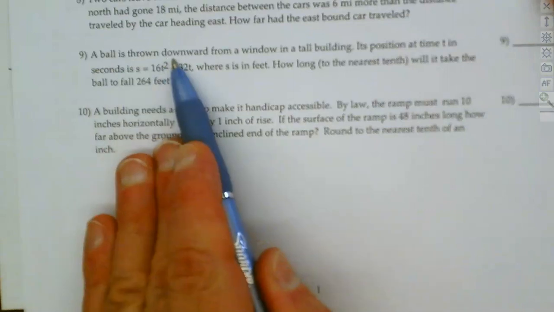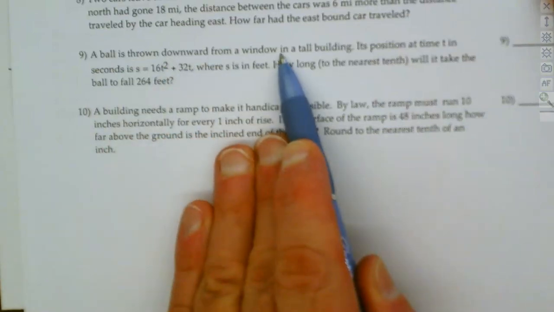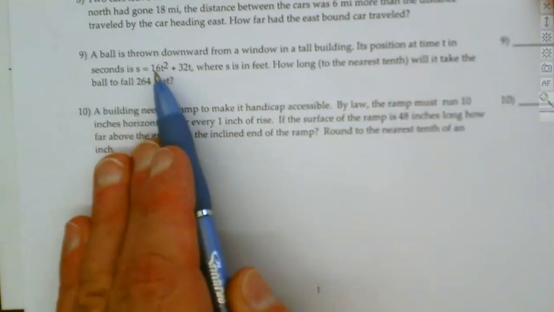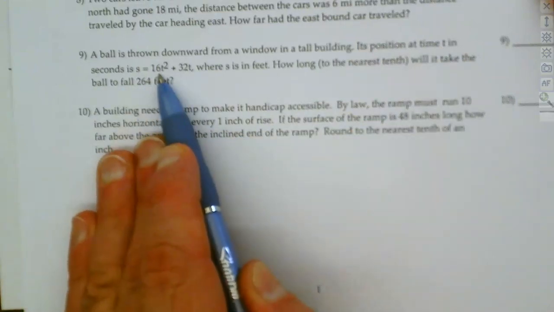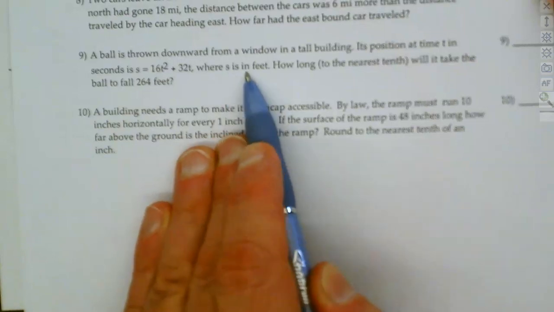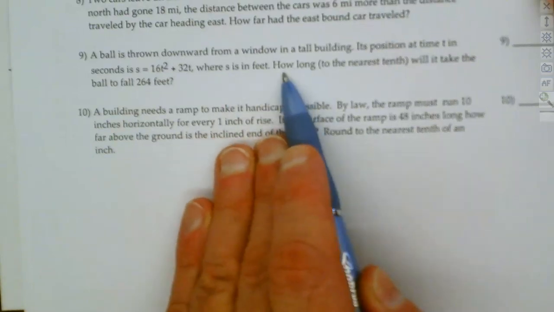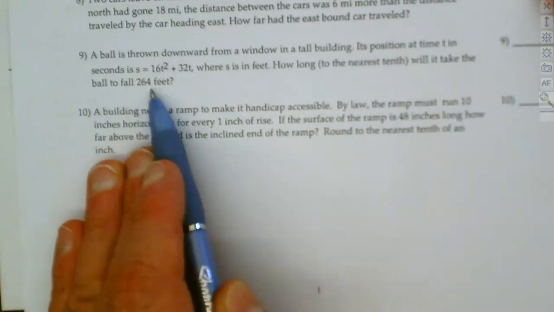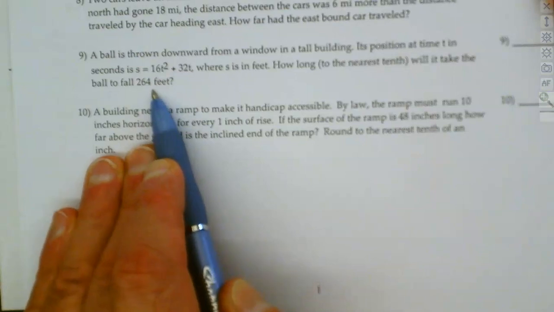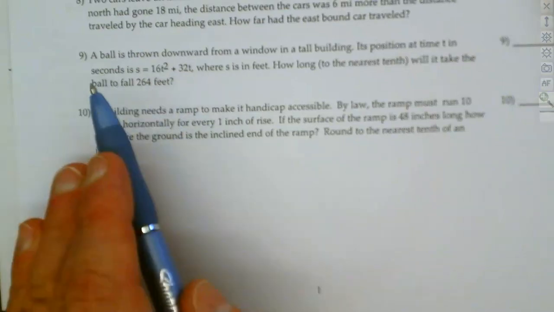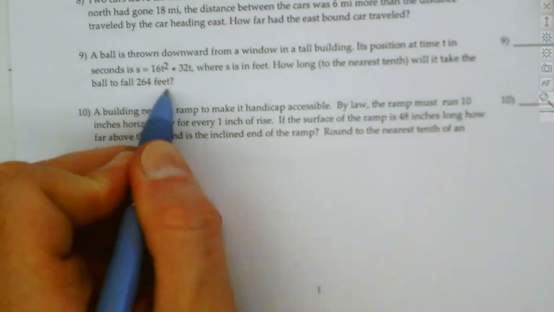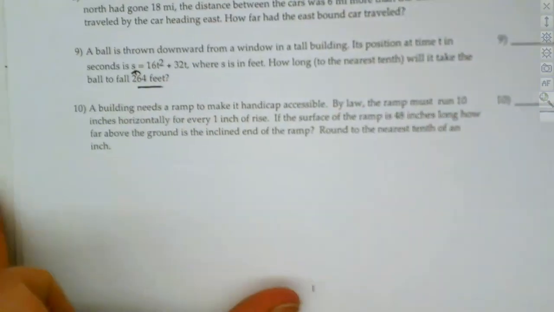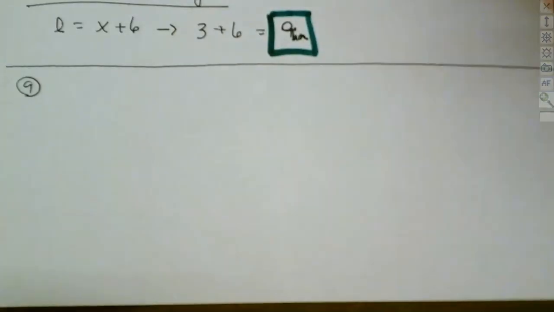So a ball is thrown downward from a window in a tall building, and its position at time t is given by this equation, where s is in terms of feet. And it says how long, to the nearest tenth, will it take the ball to fall 264 feet. So all you need to do is take this 264, and that is your s there. But then we still have to solve it.